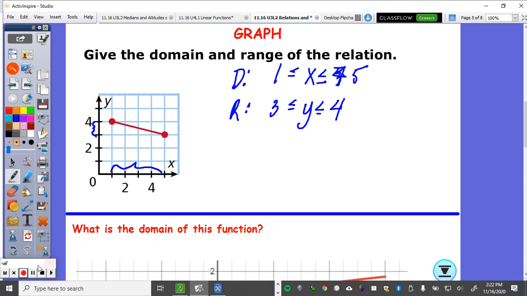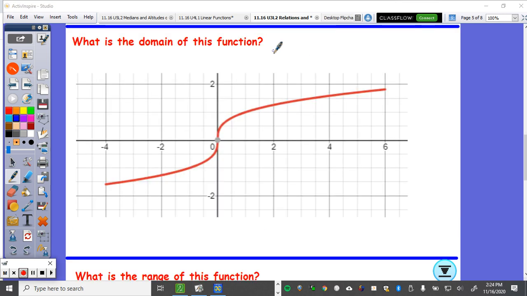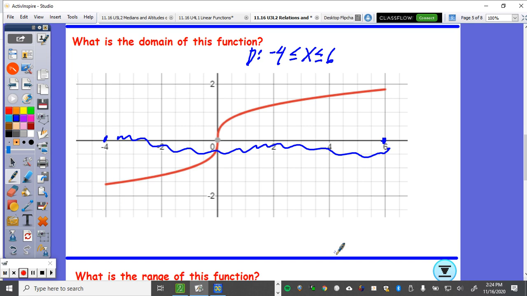All right, so remember, for the domain here, we're talking about all of the values of x between what two numbers? -4 and 6. Very good. Okay? We're using all of these x values. Everything in between. Okay?